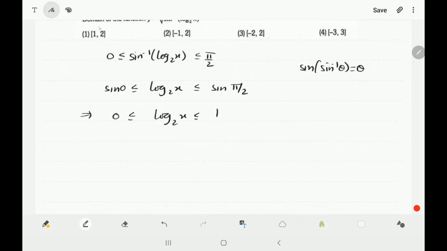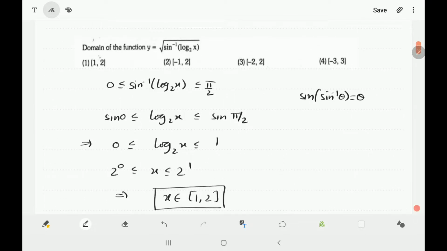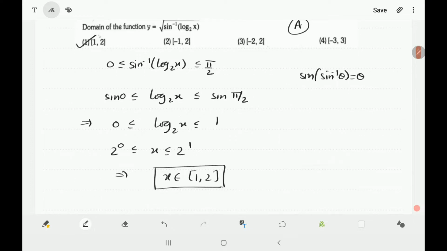Now log base 2 is also an increasing graph. So once you remove log 2, you will be writing 2 raised to the power 0 and 2 raised to the power 1, and hence x should belong to closed interval 1 to 2. Is this clear? So the domain of this problem will be closed 1 to 2. Hence the answer of this problem is option A.